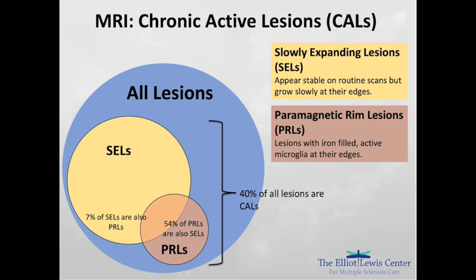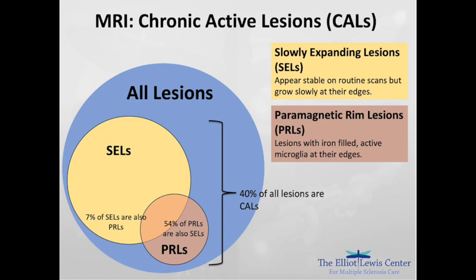If you look at people who have well-controlled MS, there are actually MRI lesions that are active. Even when you're on medication and you're not having new MRI lesions, some of the chronic lesions are active, and we call those chronic active lesions, and they fall into two basic categories: SELs and PRLs. SELs are slowly expanding lesions, and these are T2 bright spots which will gradually get bigger, and then there are these paramagnetic rim lesions, and these are MS lesions that at their periphery you can actually see these cells that are filled with iron, and we think that those are activated macrophages.